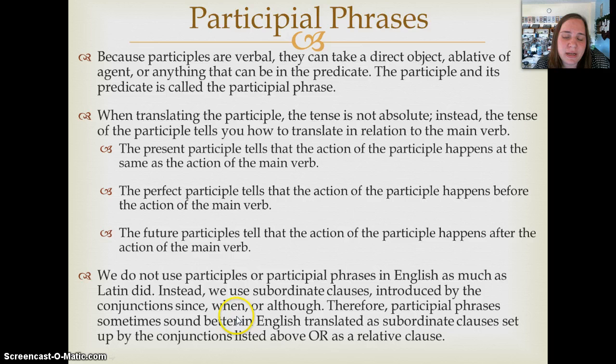Or we would translate it sometimes as a relative clause. Sometimes the participial phrase sounds best as a participial phrase too. It's just one of those things. You have to sort of figure it out as you go along.